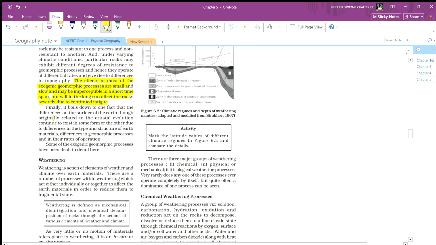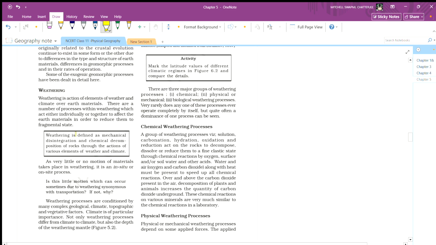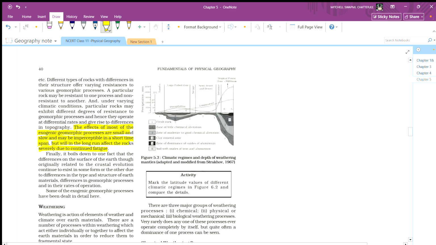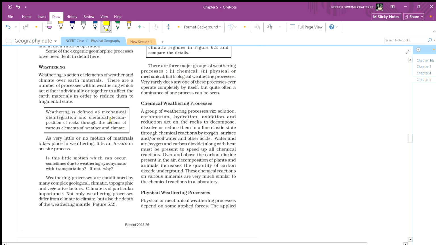Finally, it boils down to one fact: the differences on the surface of the Earth, originally related to crustal evolution, continue to exist in some form or the other due to differences in the types and structure of Earth material, and differences in geomorphic processes and their rate of operation. Some of the exogenic geomorphic processes have been dealt with in detail here. The first one is weathering.